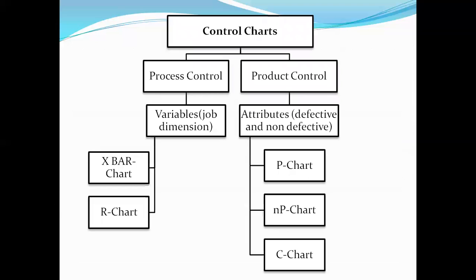Now here we do the classification of the control charts. Control charts are basically divided into two parts. First is process control, second is product control. Process control means we have to control the process, so we have to go for the variable. Variable means job dimensions. And for the job dimensions, as we discussed earlier, we have to go for two types of chart, the X bar chart and the R chart. Now the second classification is product control, where we have to go for the product specification. So we have to go for defective or non-defective. Defective or non-defective comes under the attribute type of data. So here three types of charts come into the picture: P chart, NP chart and C chart.